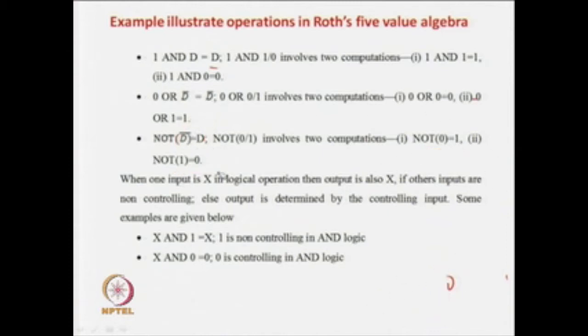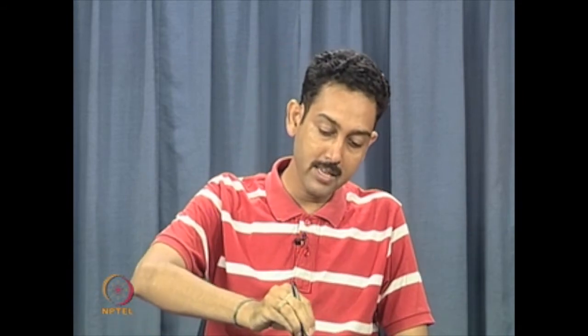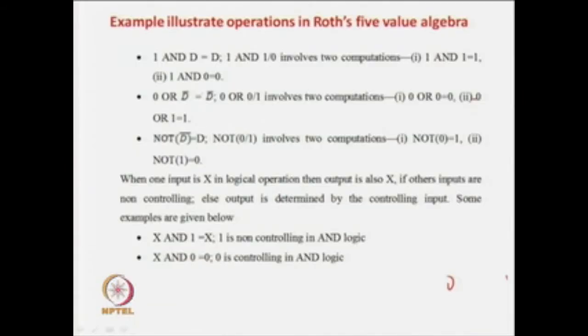So, what basically Roth has done is he has introduced two symbols. We could have done without those symbols, but as I told you, it does not make your algebra very formal. That is why the symbols D and D prime are used. As I already told you, X in a logical operation means X slash X, and 1 means 1 slash 1, so X slash 1 is X slash X, that is equal to X.